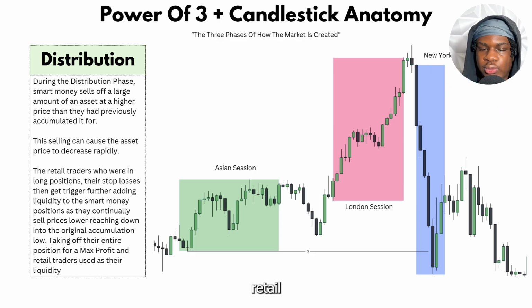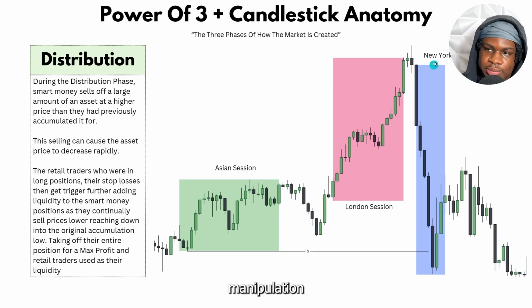And as we can see, the retail traders who were in the long position, their stop losses get hit, because as retail traders, as we're buying, we're most likely putting our stop losses back below old lows, putting our stop losses back below this low, and eventually down into this low. So those stop losses then get triggered, further adding liquidity into the pool. That liquidity is then offsetted with smart money positions as they continually sell lower and lower, reaching back lower and lower prices, all the way back into that previous accumulation low for the max profit. And the retail traders are then used as liquidity.